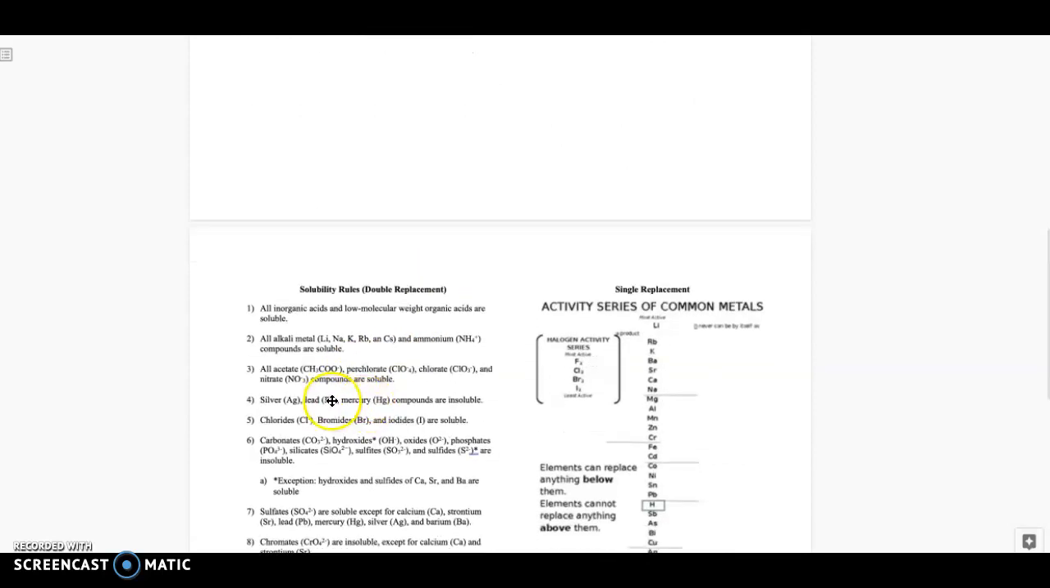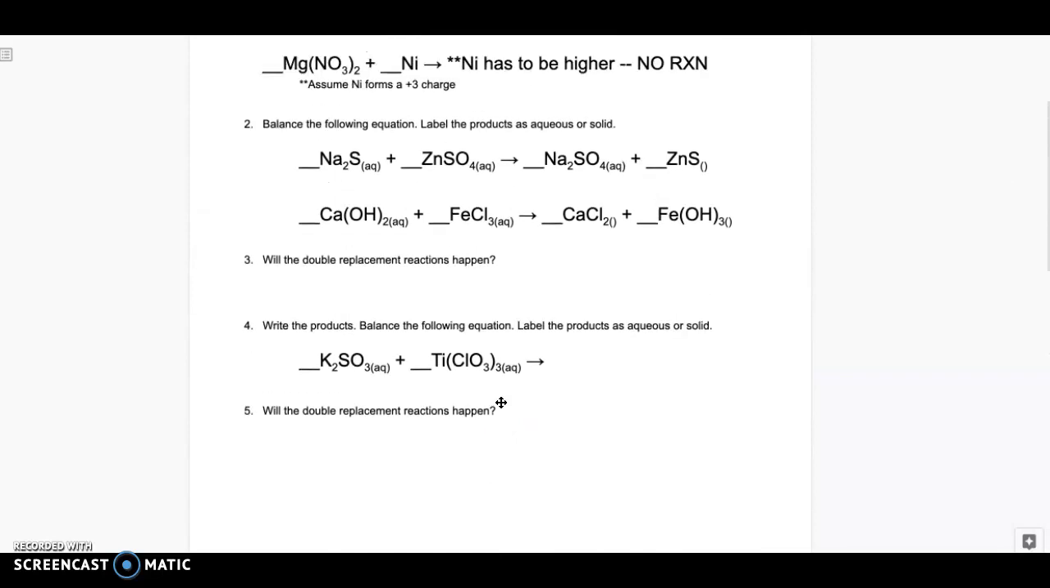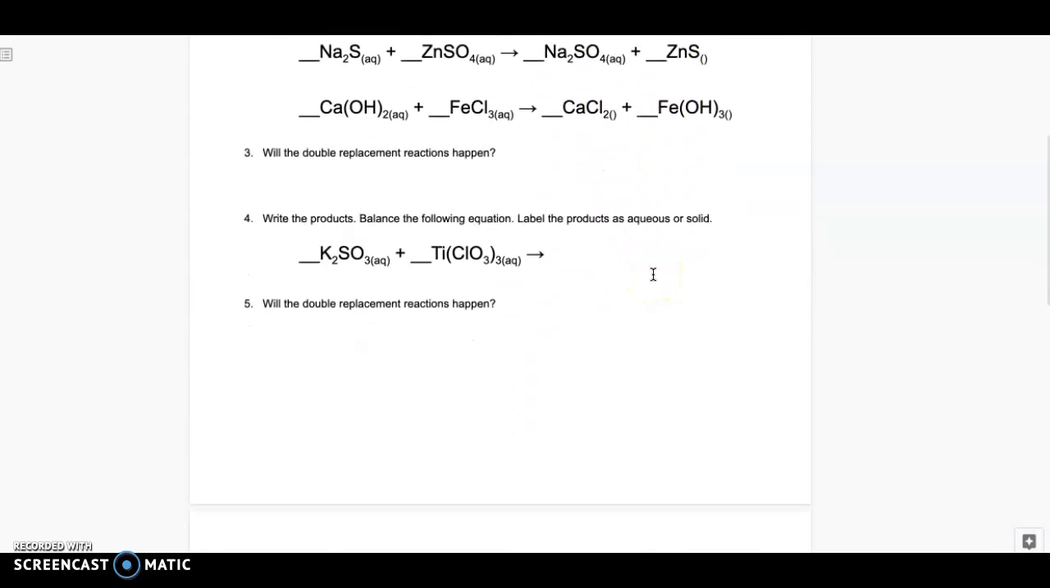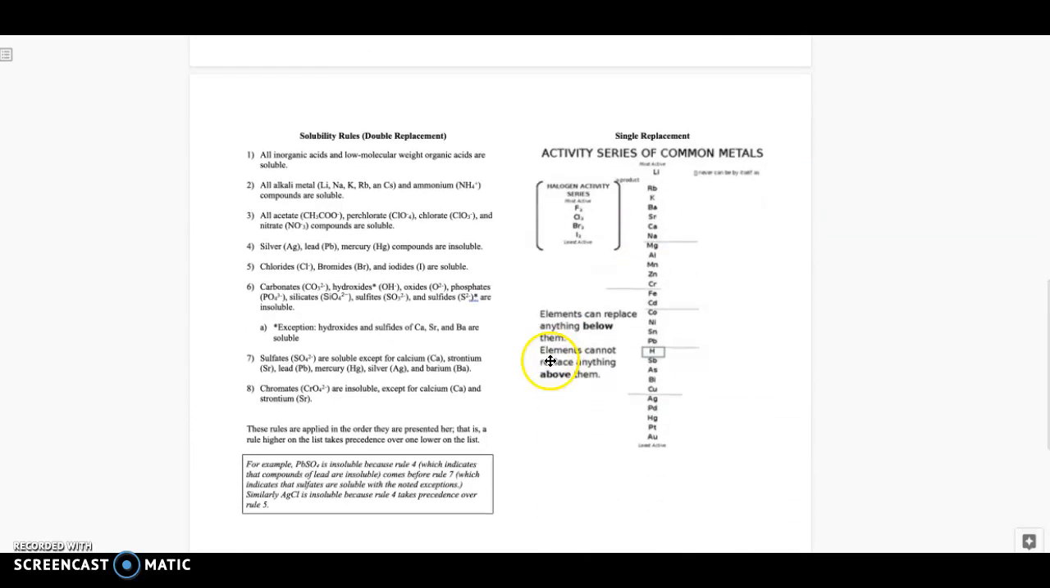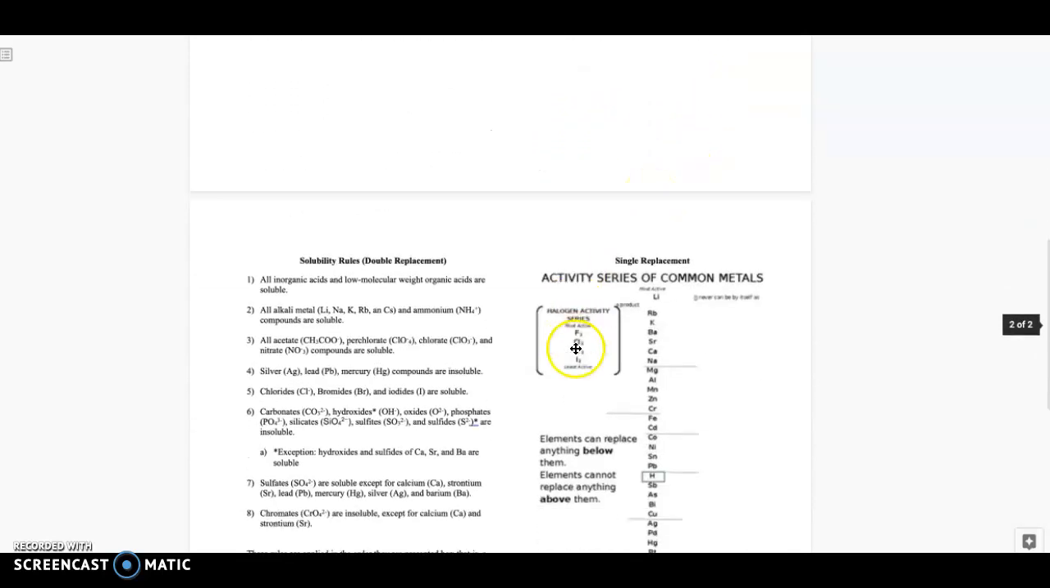Okay. Next, we have Ag, lead, mercury. Those compounds are insoluble or solid. Do I have any? I do not, so that doesn't help me here. Okay. Next one says chlorides, bromides, and iodides are soluble. That means aqueous. So I have a chloride right here, so that one is aqueous. It doesn't help me with my other two rules.